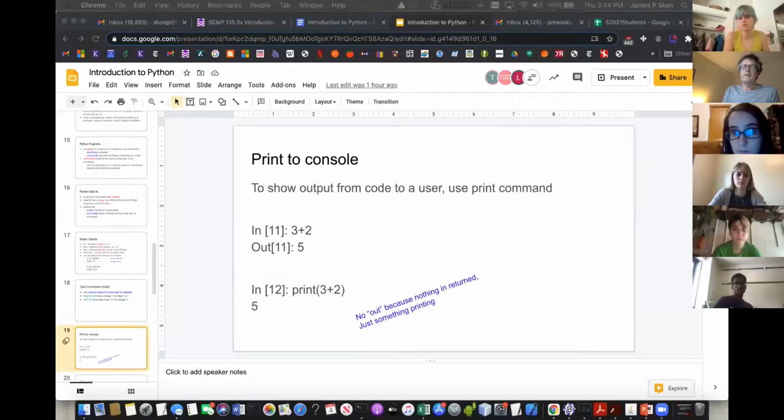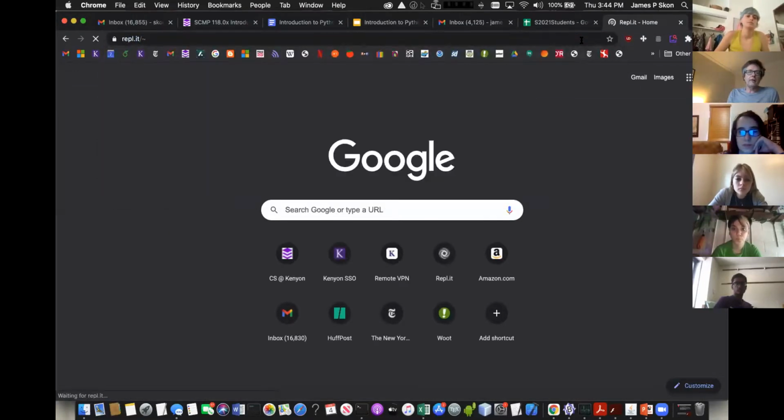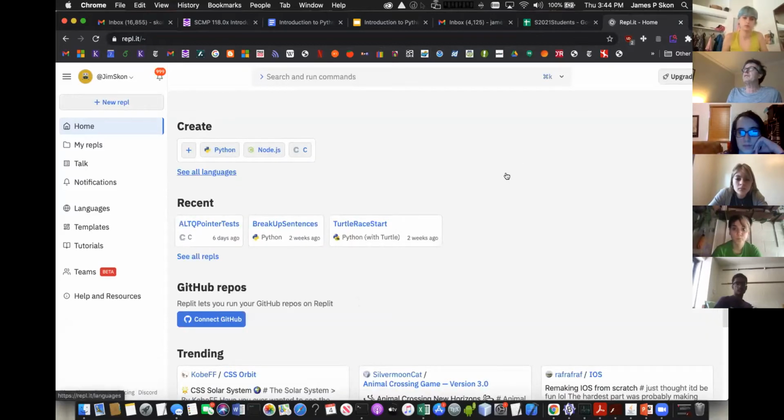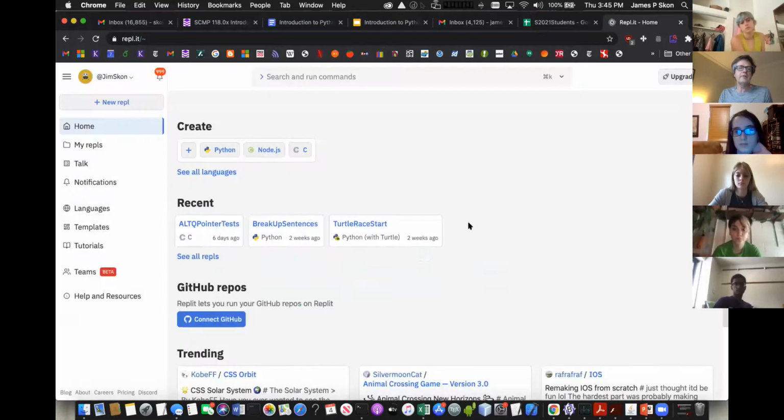So let me share my screen here. I think you guys are going to be looking at me running REPL now. So now you've all gotten to experience REPL. Basically, you can use REPL on your own account. When you go in, you can always hit plus, pick Python, and always get a new program.